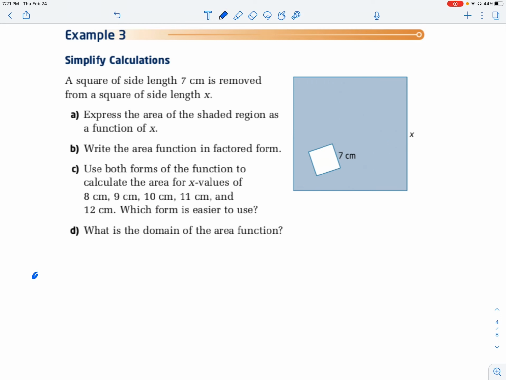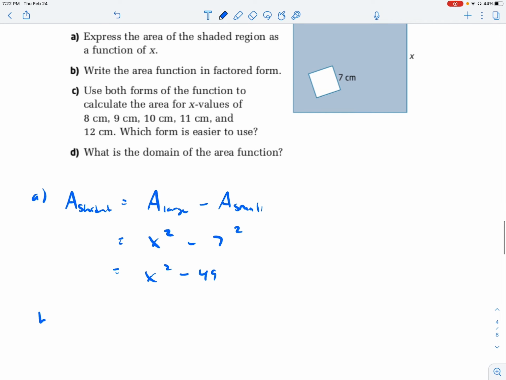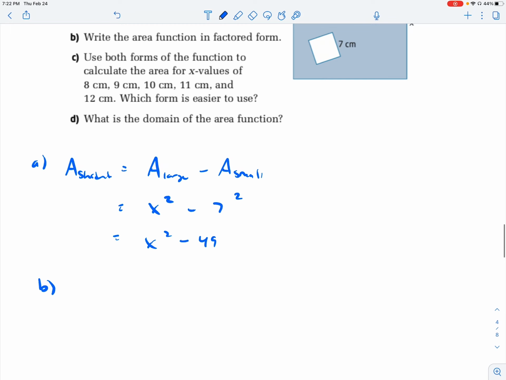So there's a quick, easy way to do that. The area of the shaded region is just going to be the large area minus the small area. The large area is going to be x by x, so that's x squared. And the small region is this 7 by 7 square, so that's 7 squared. So we're left with x squared minus 49. All right, that's easy.